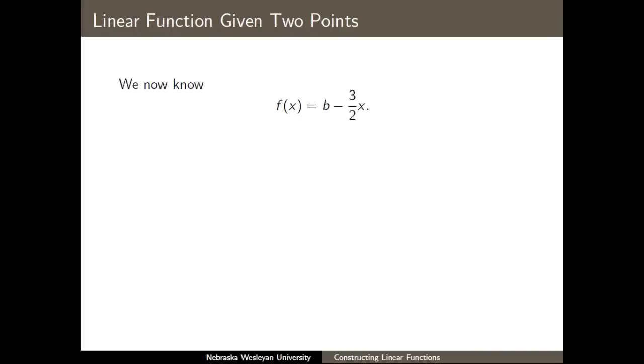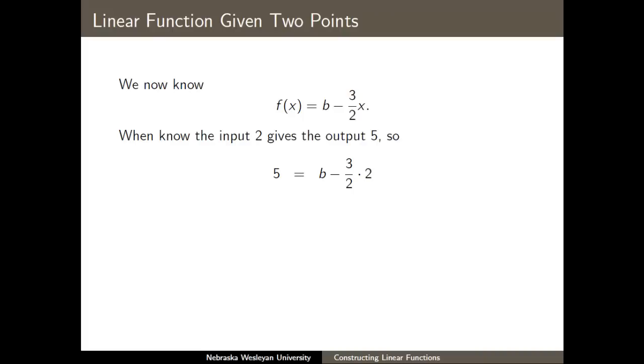So let's update the function. We know that every linear function is f of x equals b plus mx, and we just found out that m should be -3/2. So we can give the partial solution that f of x is equal to b minus 3/2 x. But now we're just in the situation we were before. We have lots of different points to choose from, so I'll pick, for no particular reason, the point (2, 5). That is, when the input is 2, the output should be 5. And we'll substitute those into the equation.